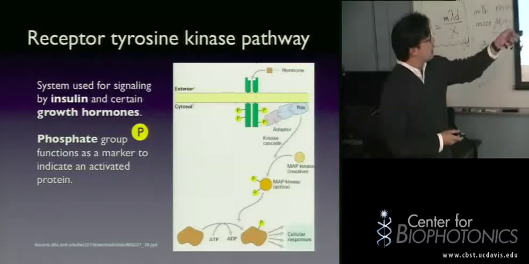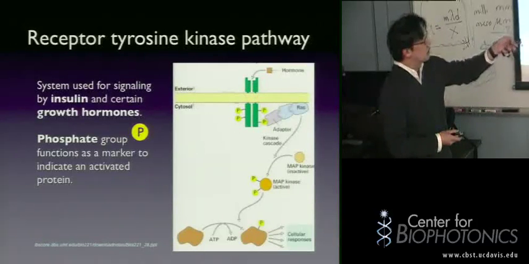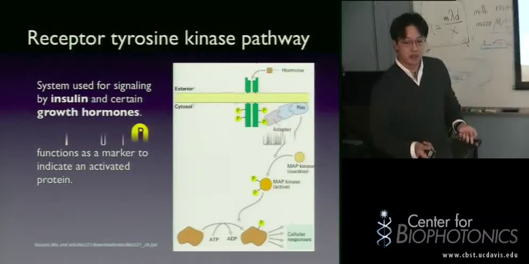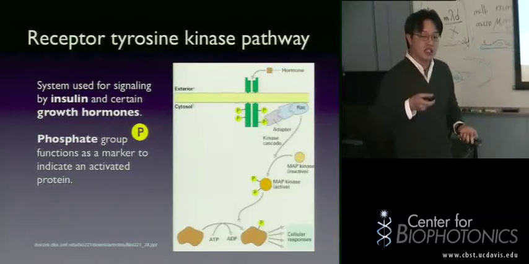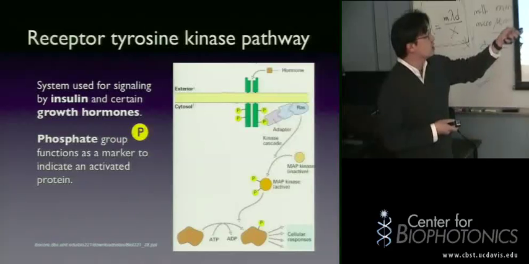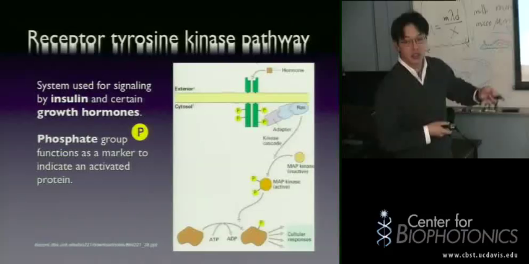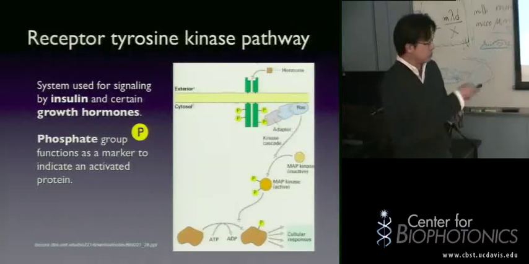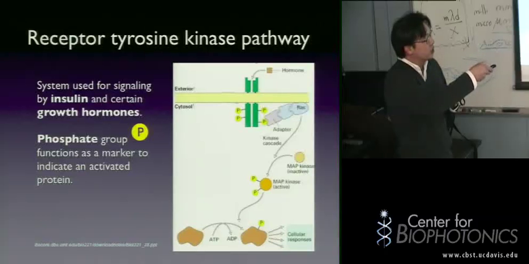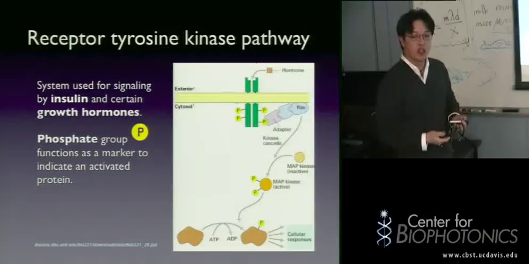And so you'll have a receptor on the outside, for example, the insulin receptor. Insulin on the outside of the cell gets bound by the insulin receptor, and when that happens, it triggers phosphorylation on the inside of that receptor. That phosphorylation is recognized by molecules inside the cell and will cause what's called a phosphorylation cascade.